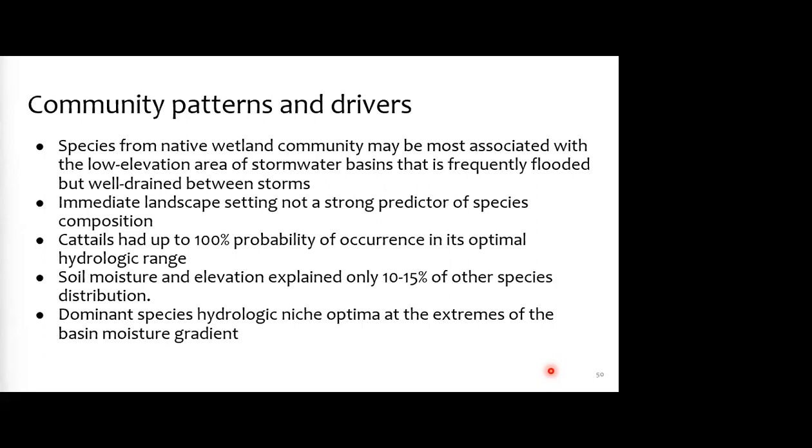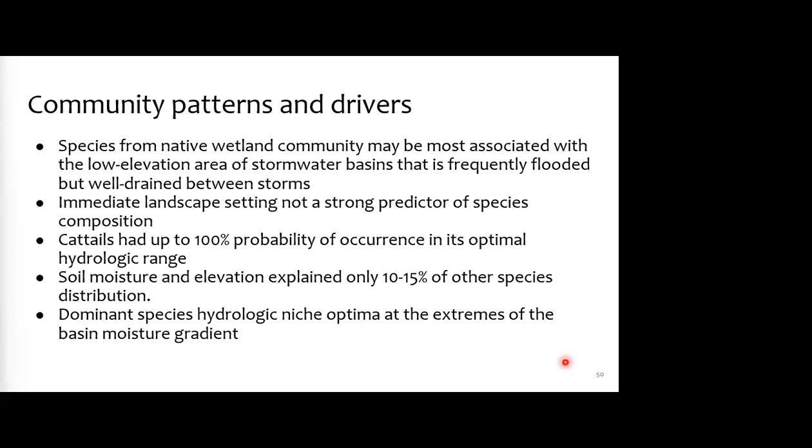But the landscape was not a strong predictor of species composition, but hydrology was. And hydrology was extremely predictive of cattail occurrence, up to 100%, which is really remarkable, that in their ideal hydrologic range, cattails were found in 100% of quadrats. But soil moisture and topography explain only 10 to 15%, depending on the measure we look at, of other species distribution.